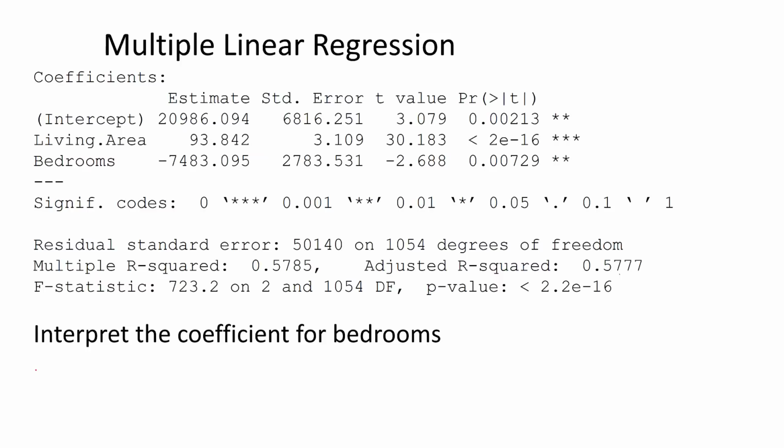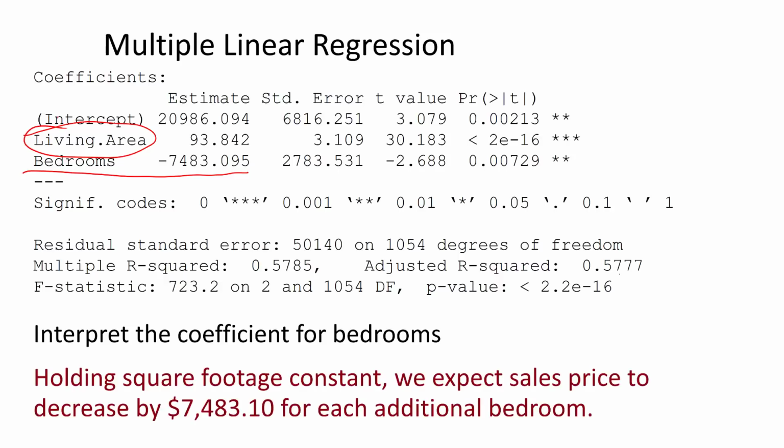All right, so let's play the same game and interpret the coefficient for bedrooms. All right, so here is the coefficient for bedrooms. So if it was simple linear regression, we would say that for each additional bedroom, we expect sales price to decrease, that's why the negative sign is on there, to decrease by $7,483.10. But it's multiple regression, so we have to say after we've accounted for living area or holding living area constant. So holding square footage constant, we expect sales price to decrease by $7,483.10 for each additional bedroom.